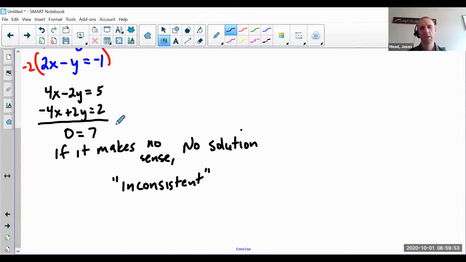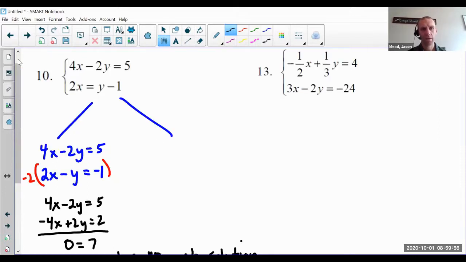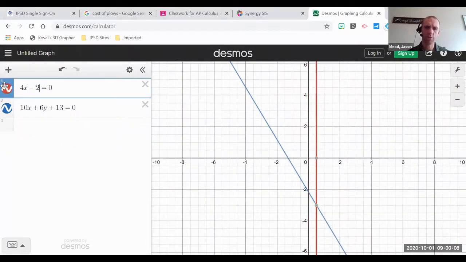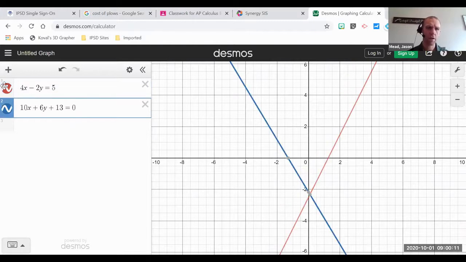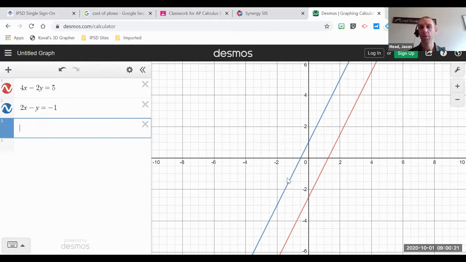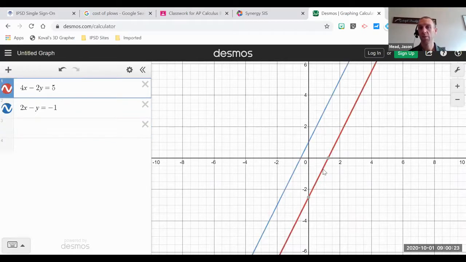And if I just graph these two things, what I'm going to find, it was, I think, 4x minus 2y equals 5, and it was 2x minus y equals -1. I think those were the two. What we end up with is lines that never intersect, right? So these are called parallel lines. So we have two lines that never intersect, they're parallel.